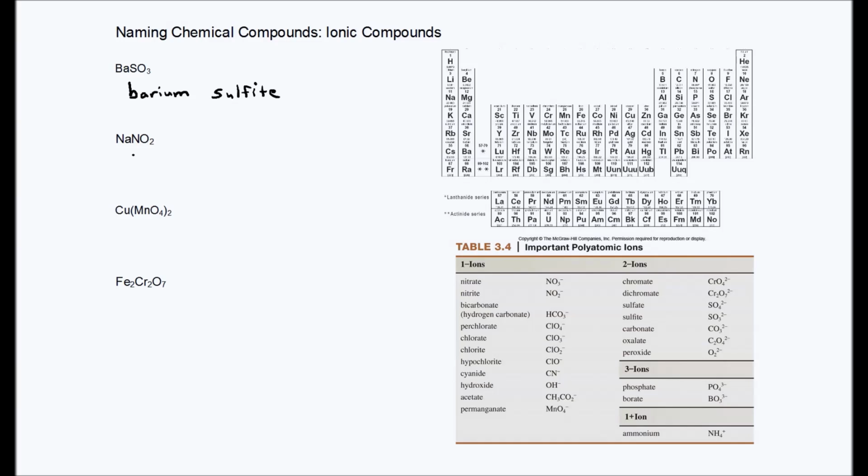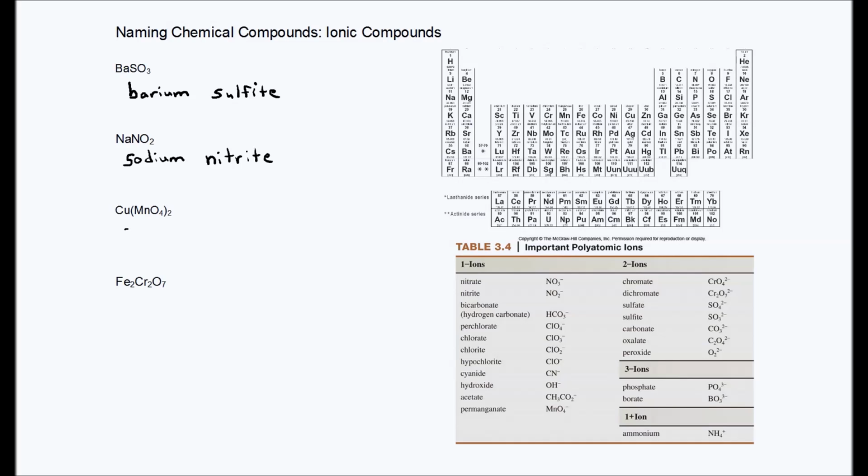NaNO3. Na is sodium. It's right here. I know its charge. I just need to name the metal. This is a type 1 metal again. So sodium. NO2. NO2 is nitrite. So I just put in nitrite. So I have sodium nitrite.